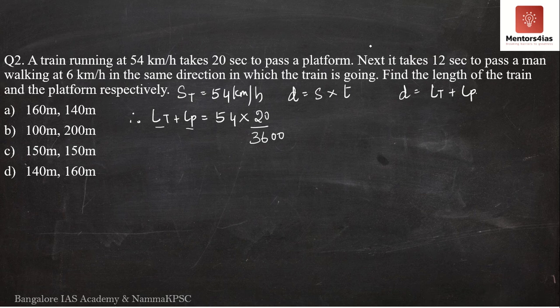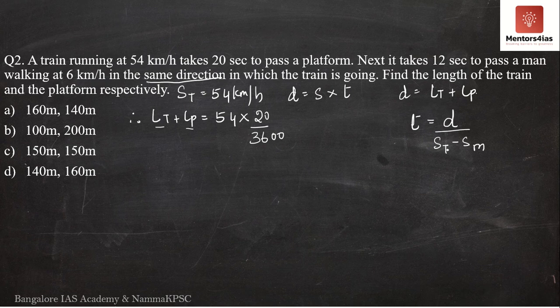What is the next statement trying to say? The next statement is saying the train now takes 12 seconds to pass a man walking at 6 kilometers per hour in the same direction in which the train is going. So based on all the problems that we have solved, we know that when two entities are moving in the same direction, the relative speed that we have to take will be the difference of the two speeds.